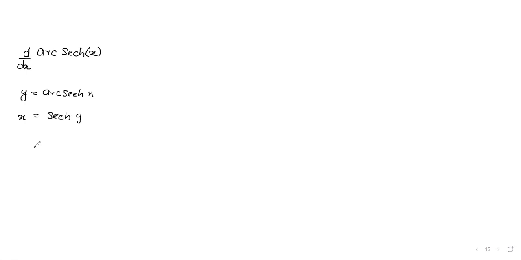Right. Then initially I'll get dx by dy. What would be the answer for the differentiation of sech x? Differentiation of sech x is minus tan y according to this one, sech y. Right. Then instead of this sech y, I can replace x. Not a problem at all. Sech y is x. How to get this tan y?